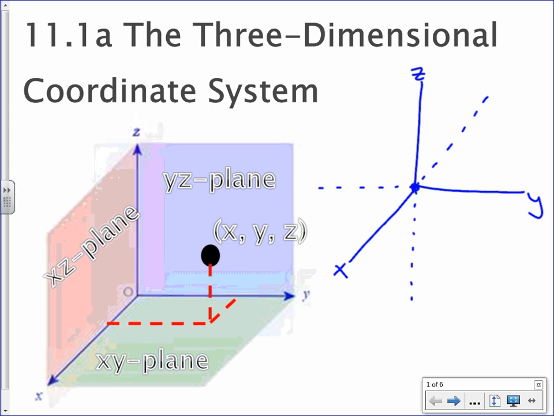When we move up, this is positive z. Down is negative z. When we come forward, that is positive x. Going backward would be negative x. Going what looks to us to the right, that's positive y. To the left, negative y.